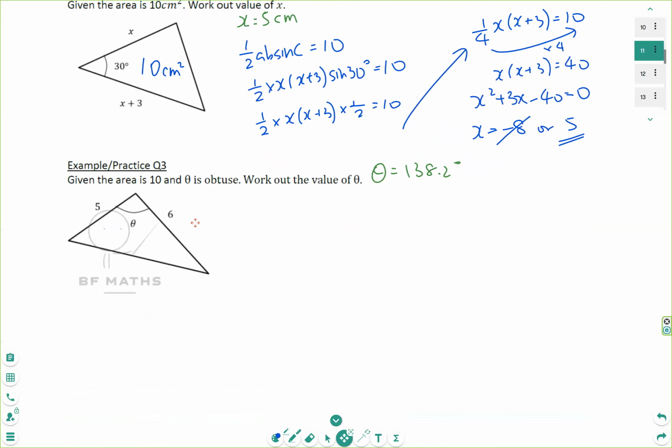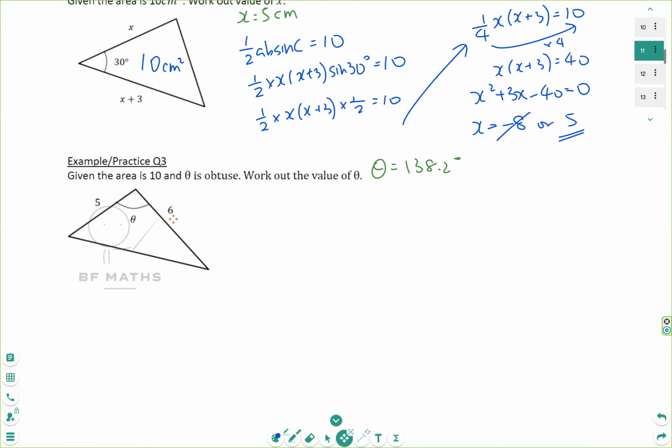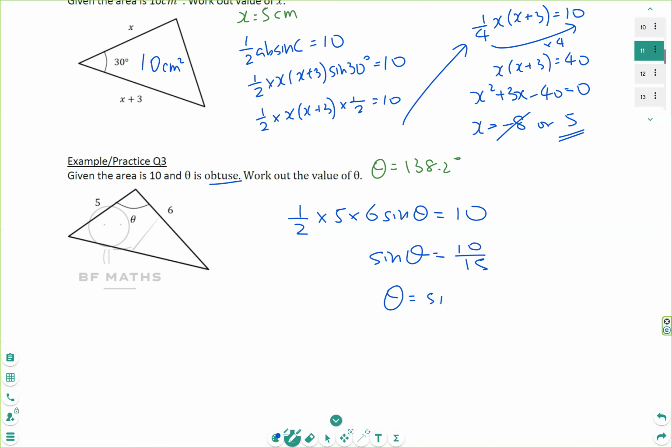Example practice question 3. Given the area is 10 again, and theta is obtuse, work out the value of theta. So I can use the area equation again. Half times 5 times 6 sine theta equals 10. Half of 5 times 6 is 30, 30 halved is 15, divided over. So sine theta equals 10 over 15.